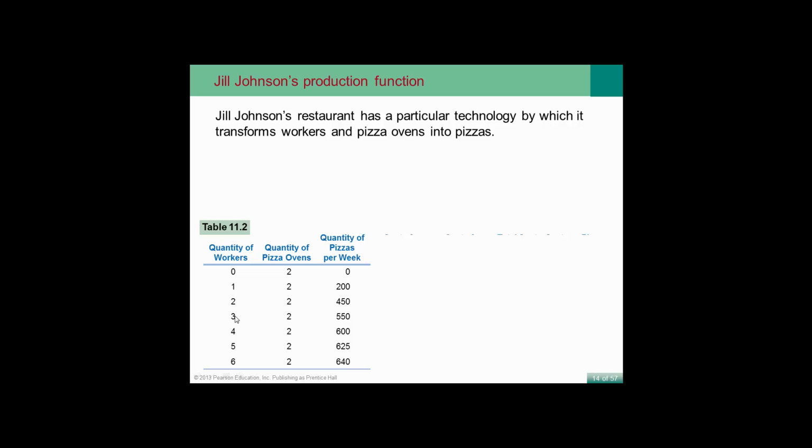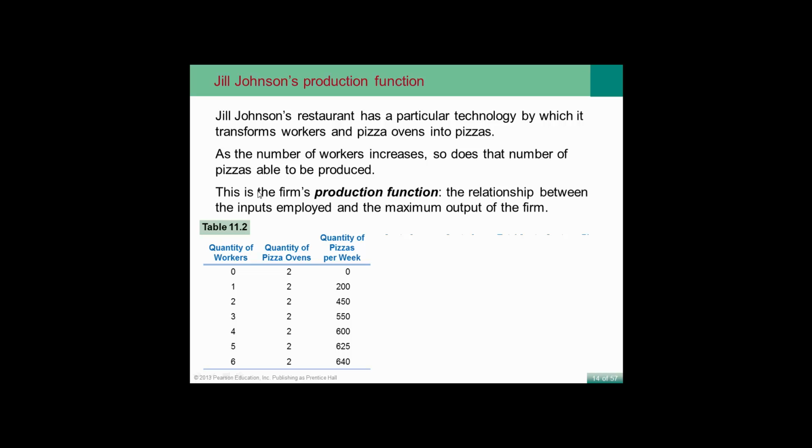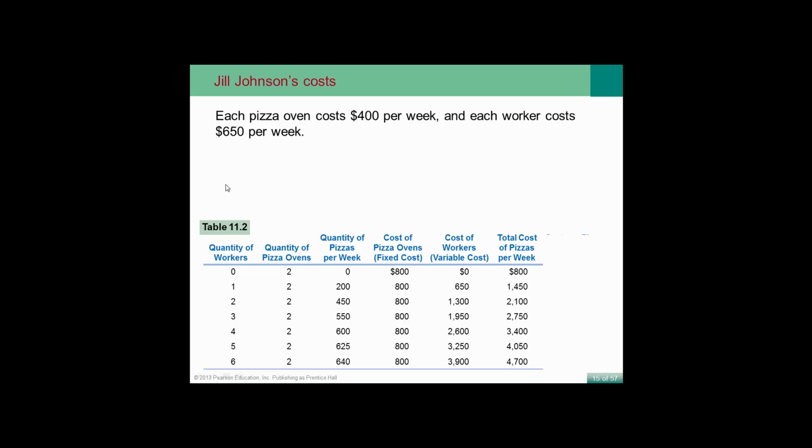As the number of workers increases, after a certain point the per-worker production goes down. So the total number of pizzas continues to go up, but not by the same amount. As the number of workers increases, so does the number of pizzas produced. This is the firm's production function. It is the relationship between the inputs employed and the maximum output of the firm.